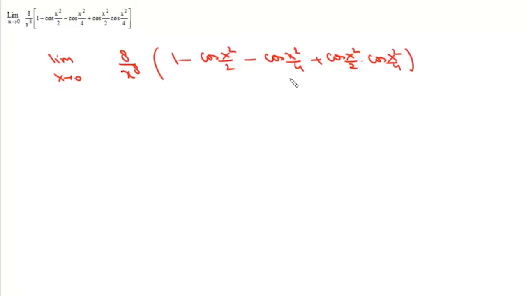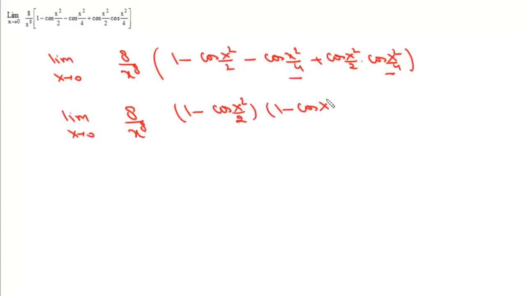Now we can take cos x square by 4 common, then we can factorize this as limit x tends to 0 of 8 upon x to the power 8, and here will be 1 minus cos x square by 2 into 1 minus cos x square by 4. Now we can make them as standard limits. So here will be 1 minus cos x upon x square. So it should be x to the power 4 upon 4. And here it will be x to the power 4 upon 16.